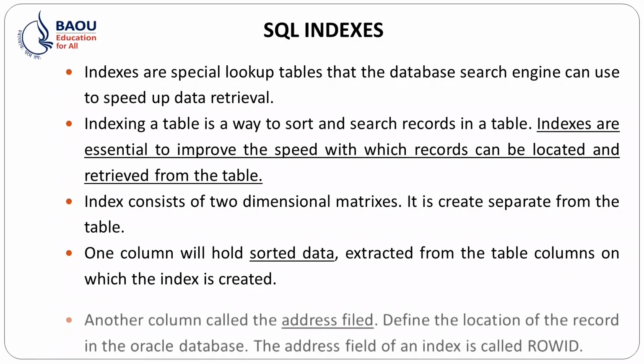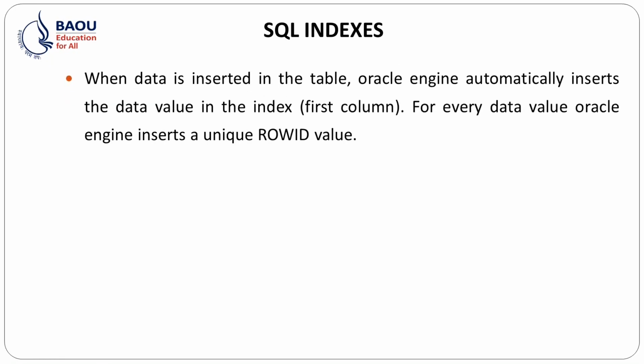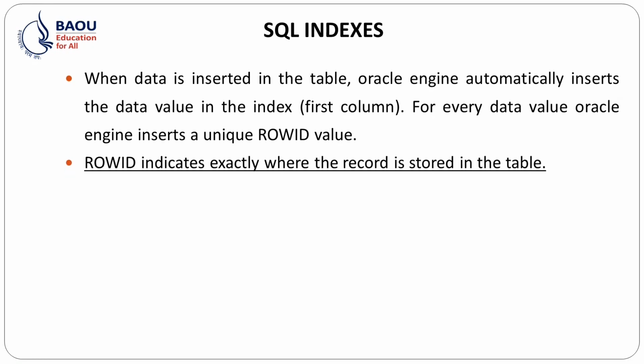Another column is called the address field. The address field defines the location of the records in the Oracle database. The address field of the index is called the row ID. Now, when data is inserted in the table, the Oracle engine automatically inserts the data value in the index's first column. For every data value, the Oracle engine inserts a unique row ID value. The row ID indicates exactly where the record is stored in the table.